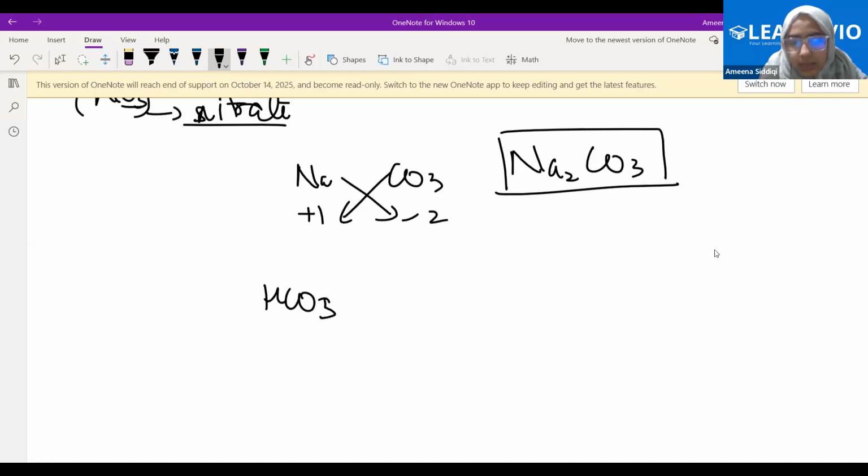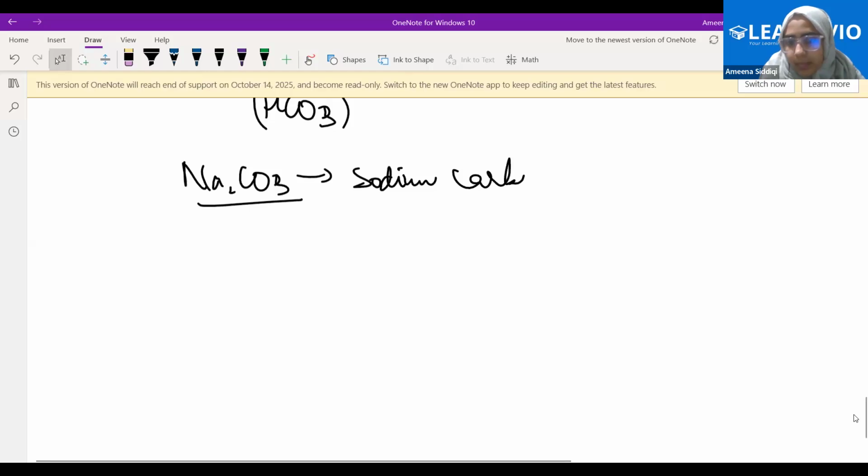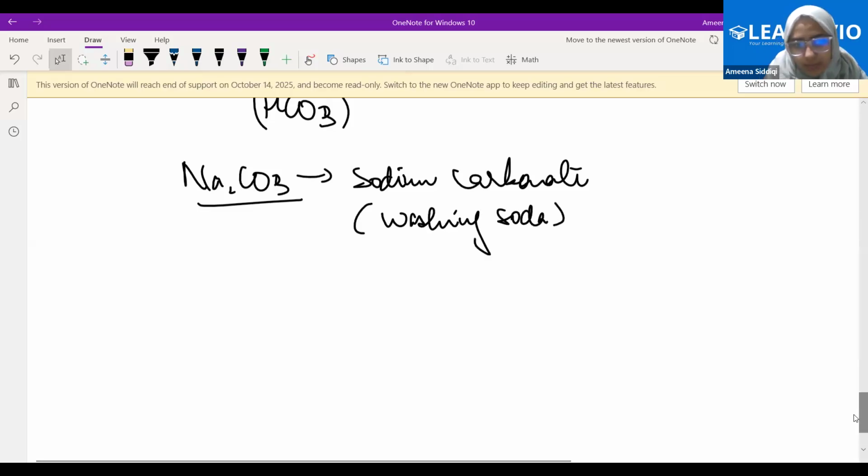What is this ion? Can you tell me the name of this ion? Bicarbonate. Excellent. Bicarbonate is the common name; it's hydrogen carbonate, okay? Whatever you feel like, both of them are fine. So just some important points here, bachcho, before ending this class. The chemical name is sodium carbonate. Its common name is washing soda.